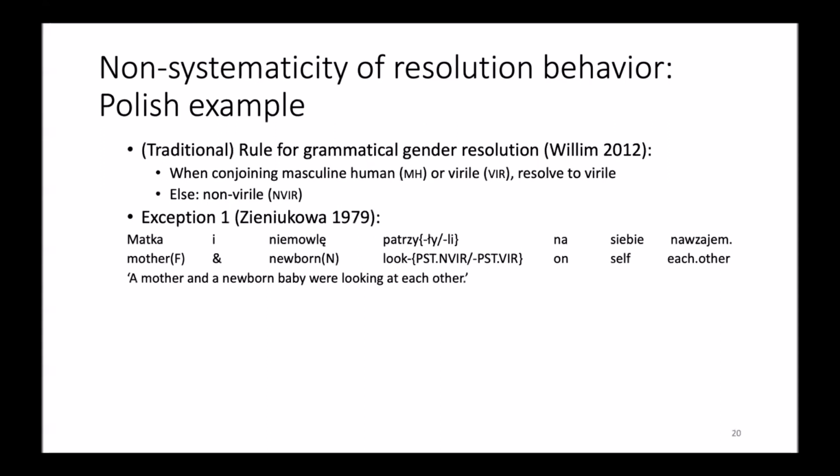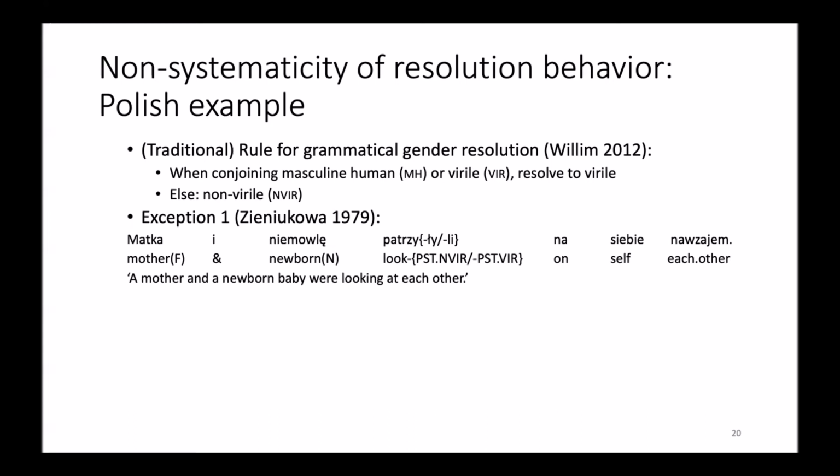And I'm going to walk you through this non-systematic behavior using Polish, using both data that has been reported in the literature for a while, as well as something slightly more novel. So let us start with a traditional rule for grammatical gender resolution that states that whenever you're conjoining masculine human or virile features, virile being the traditional Slavic term for the plural equivalent of masculine human, then you need to resolve to virile. But elsewhere, so if you don't have any of these features, you resolve to non-virile.